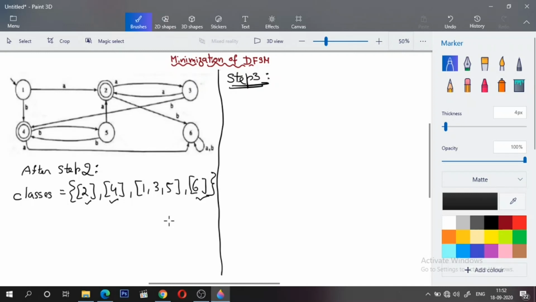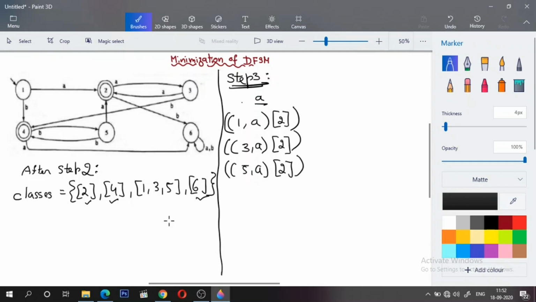So 1 for A, let us check for A. So 1 upon A will make a transition to 2, right? And 3 upon A will make a transition to 2, and finally 5 upon A will make a transition to 2. So this clearly says that no split is required among 1, 3 and 5 with respect to A, right? No split.